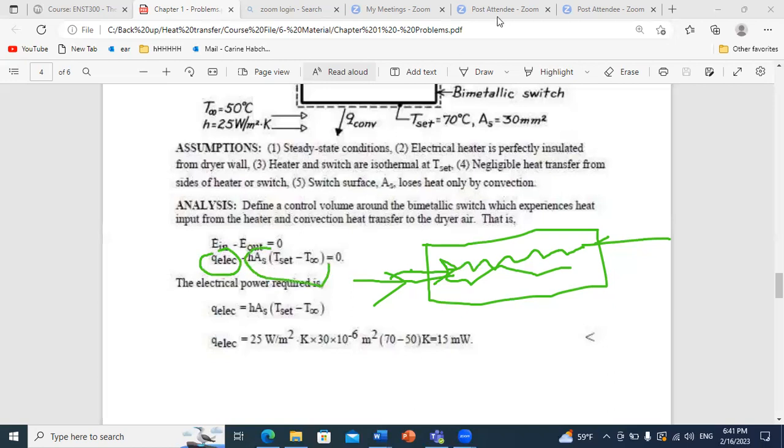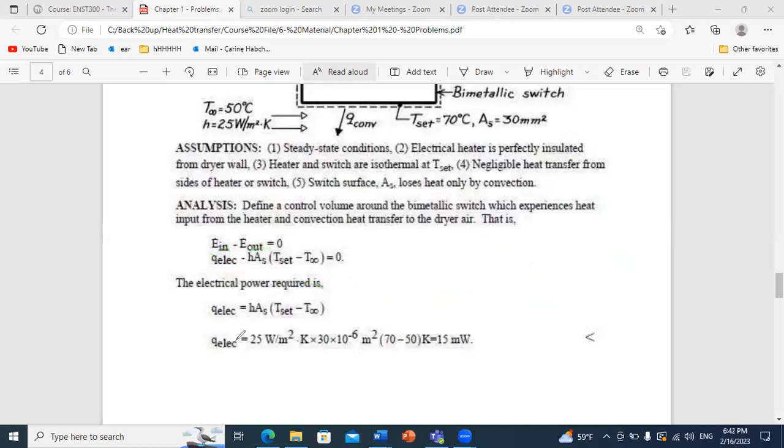And then you can just write the balance, which will tell you that the electrical power is equal to hA times delta T. And then you can compute what is the electrical power you should put in order to compensate for the losses you are getting outside of your system. Okay. Any question on this?